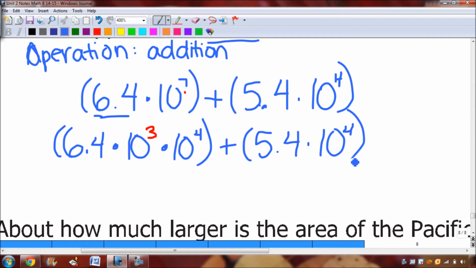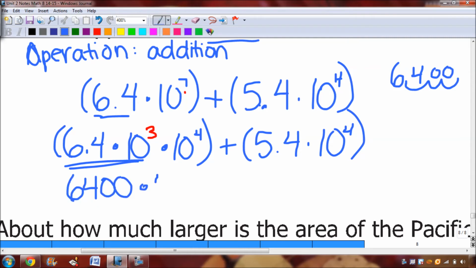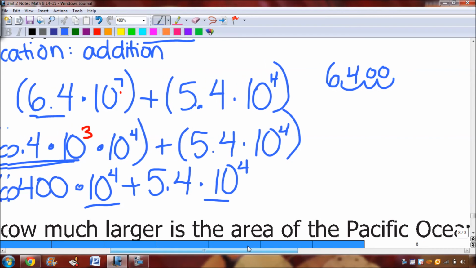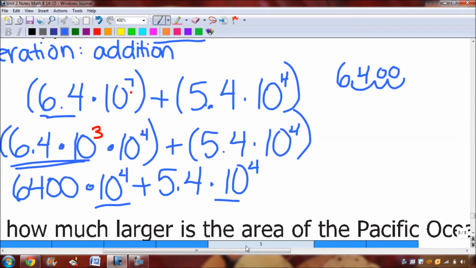I cannot combine these together yet because I need to figure out what my new coefficient is going to be. Well, because this exponent is large, I have to move my decimal place to the right. So I'm going to move it over to the right 3 times. So 1, 2, 3, I get 6,400. So my new number is 6,400 times 10 to the 4th power plus 5.4 times 10 to the 4th power. Now they have the same exponent, so I'm allowed to add my numbers together. So I'm going to add 6,400 to 5.4.